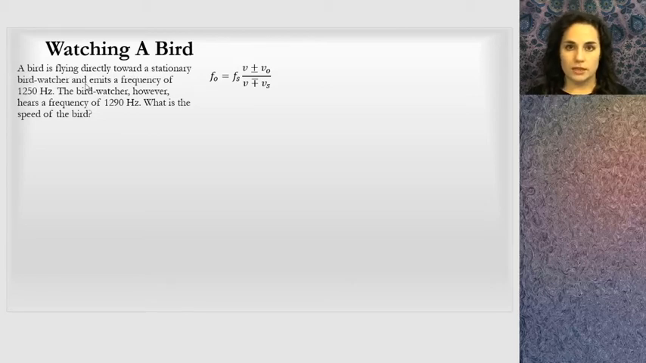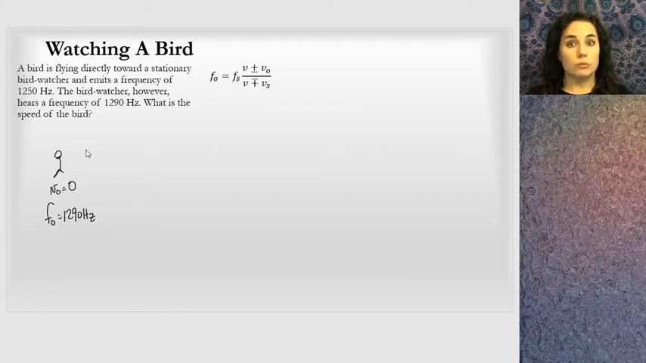Okay, so I'm already seeing that there's a source and an observer, and one is stationary and one isn't. The bird emits a frequency of 1250 hertz. The bird watcher, however, hears a frequency of 1290 hertz. What is the speed of the bird? Okay, so let's draw a bird watcher here. There's the bird watcher, and the observer is stationary. The velocity of the observer is 0. And they hear some frequency, 1290 hertz.